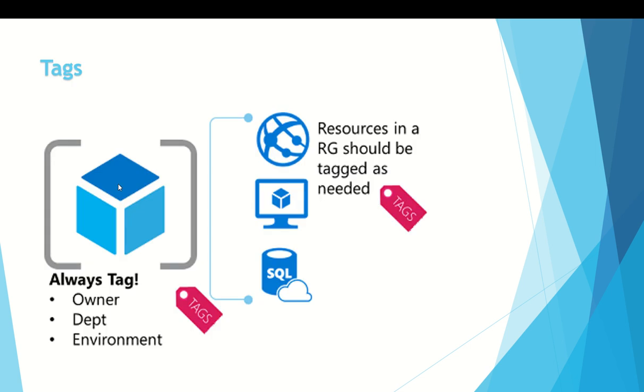Next comes tags. What is a tag? Resource tags are another way to organize resources. For example, you have a marketing team and an HR team, and you have some VMs running for the marketing team. You can tag them as marketing. We can put an owner name, department, or even environment, like dev, QA, test, production. You can put a tag like that so that it will be easy for you for billing.